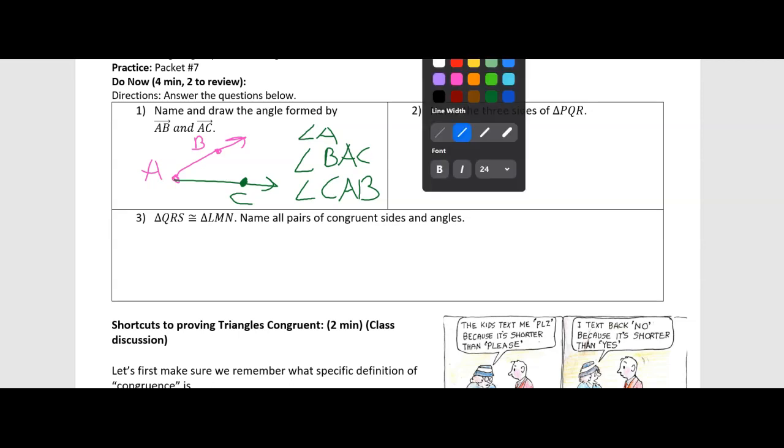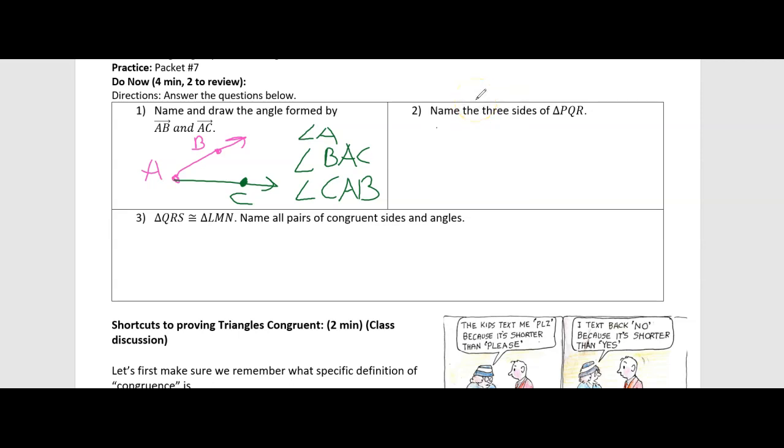Name the 3 sides of triangle PQR. Well, if you want to sketch it to help, that's okay. So I'd have side PQ, side QR, and side PR.